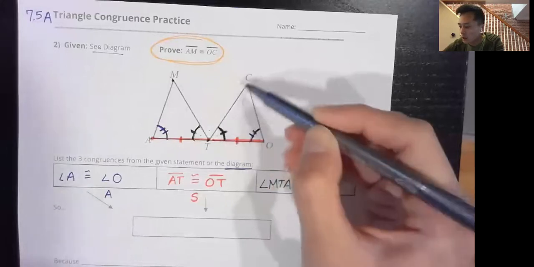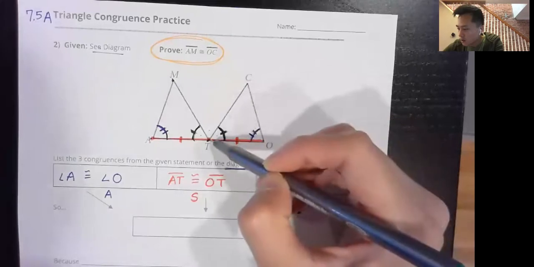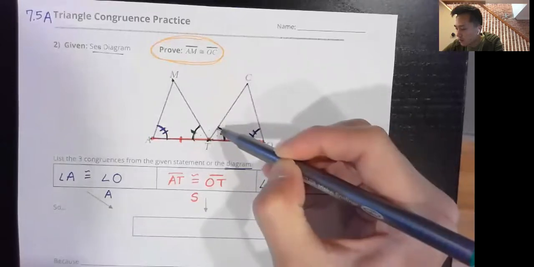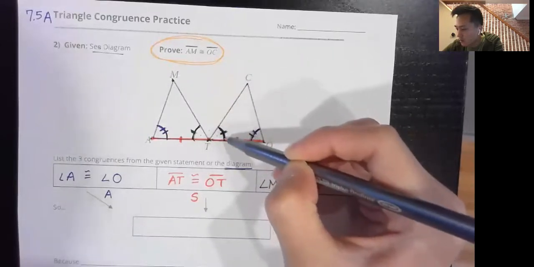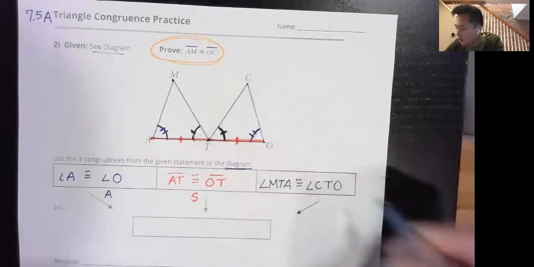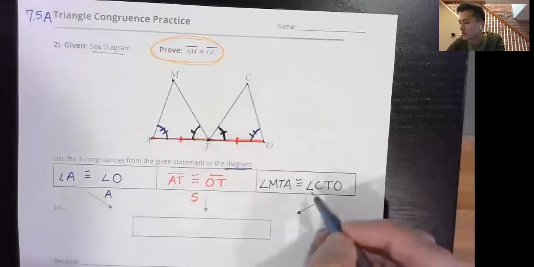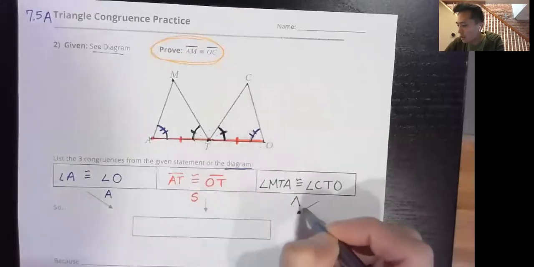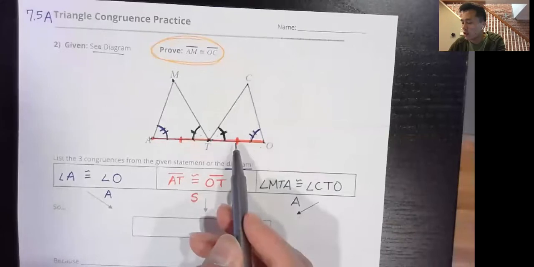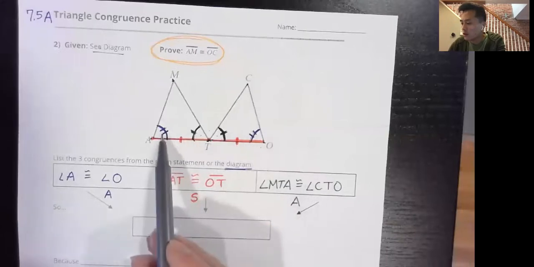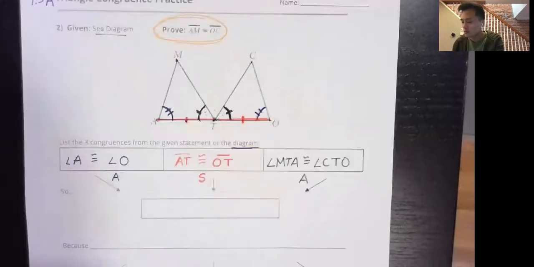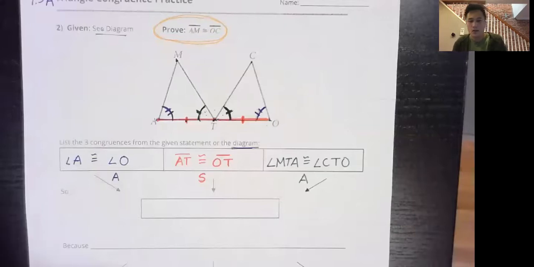And this angle is going between point C, point T, and point O. C to T to O, those 3 points form this angle right here. So I'm going to say angle CTO. That's what's congruent, and that's another angle. So between these 2 triangles, they share an angle, a side, and then another angle. We can conclude that these 2 triangles are congruent.